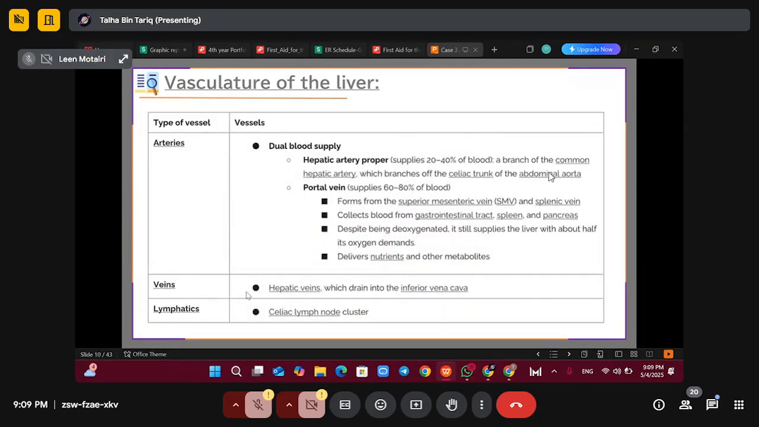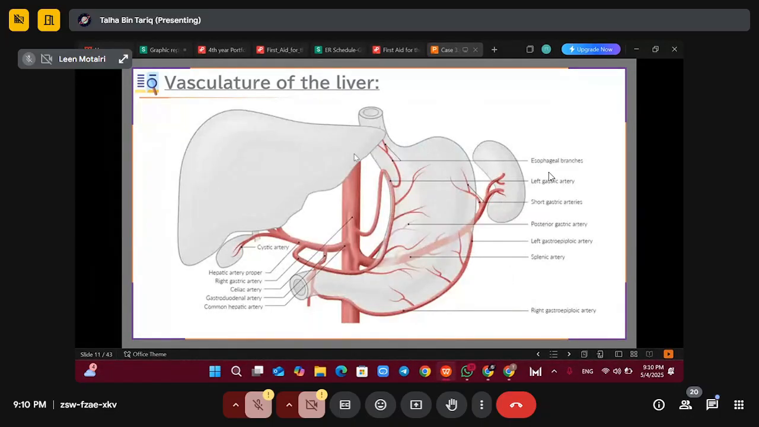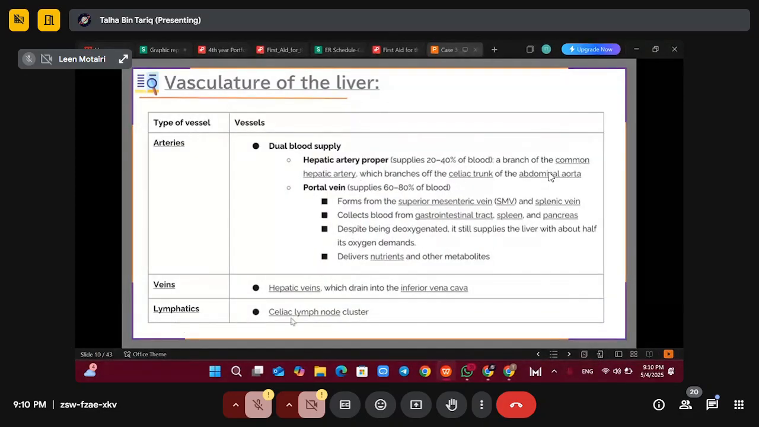Then regarding the veins, we have the hepatic veins, which are draining into the inferior vena cava. Above you have the inferior vena cava, so the blood which is coming into the liver will go back towards the heart by the venous supply, through the inferior vena cava. Then regarding the lymphatics, the drainage is to the celiac lymph nodes. You can just remember them by the name.